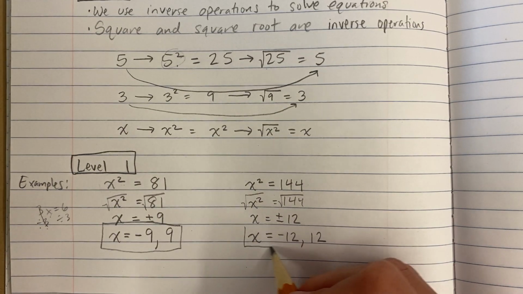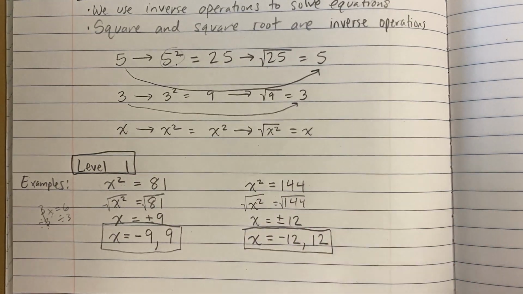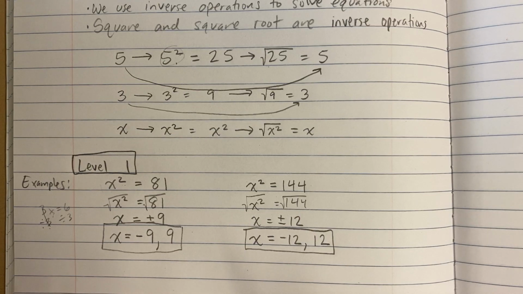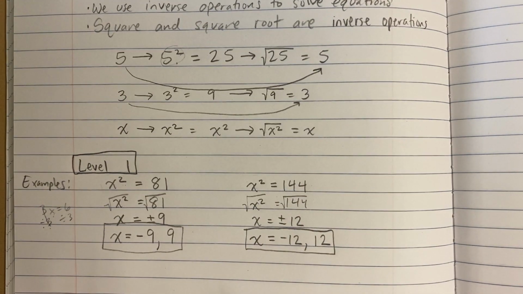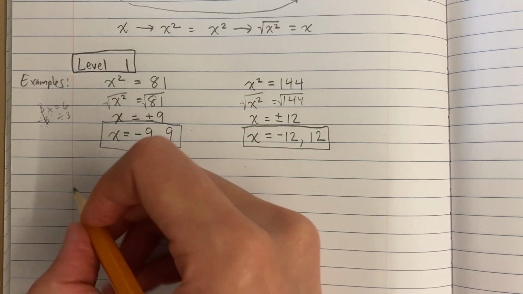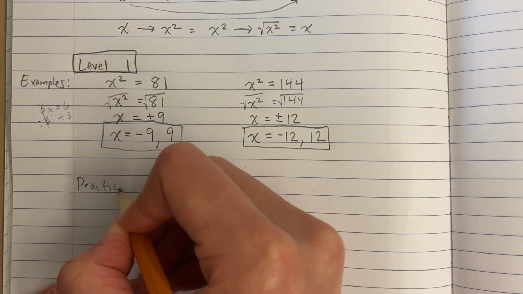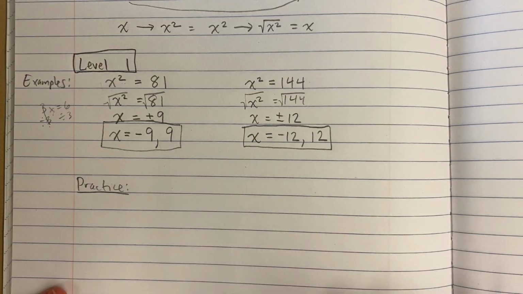Just like we've seen in quadratic equations all along, there are 2 answers. There are going to be 2 answers because when we square root a number, we get a negative answer and a positive answer. So go ahead and write here, practice, and you're going to do the level 1 practice right down here.